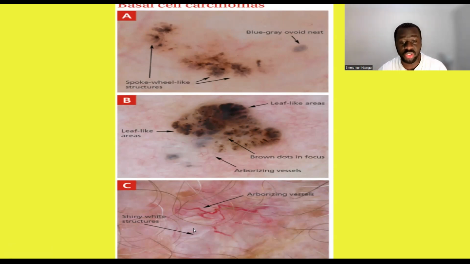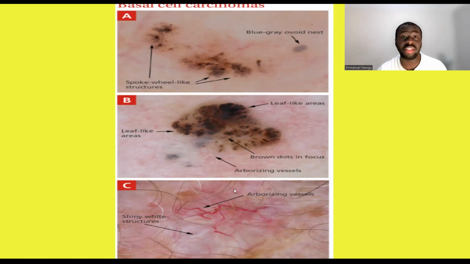Shiny white structures: you can also have this whitening, which actually indicates a destructive lesion. When you see this whitening, sometimes it could be from scarring, from fibrosis or tissue damage, so ongoing tissue destruction and fibrosis or scarring could be going on.